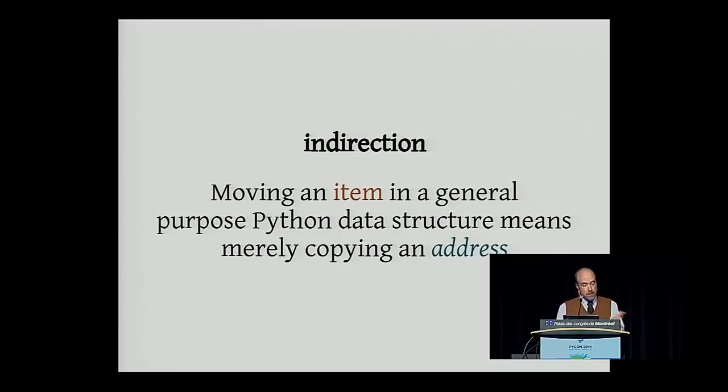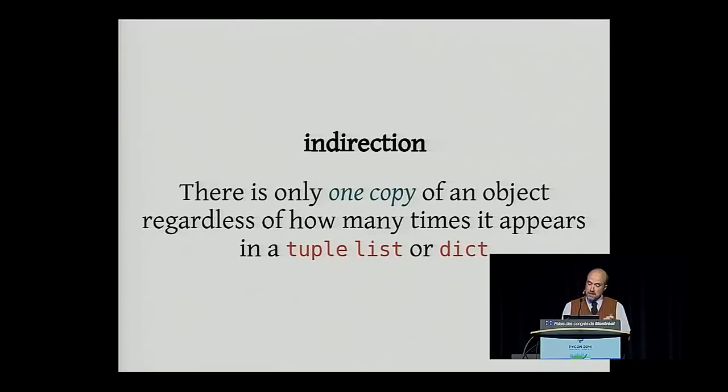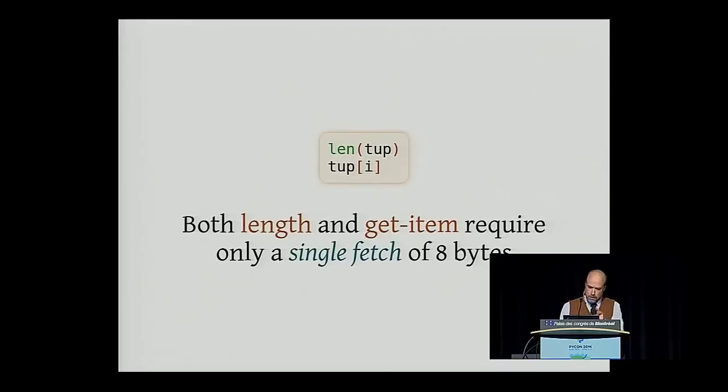All of Python's general purpose data structures, we'll see, just store addresses and leave the objects off somewhere else. This means that moving an item in one of these data structures only means copying an address. Your actual floats or strings never have to get moved around, which is efficient. It means that there's only one copy of an object, regardless of how many times it appears in a tuple, list, or dict. If you keep reusing that string, it's just the address that's getting copied to each new data structure.